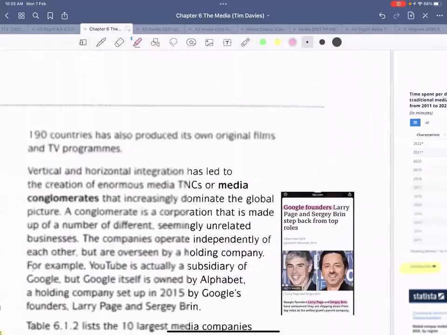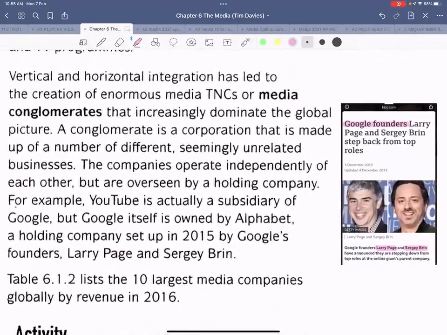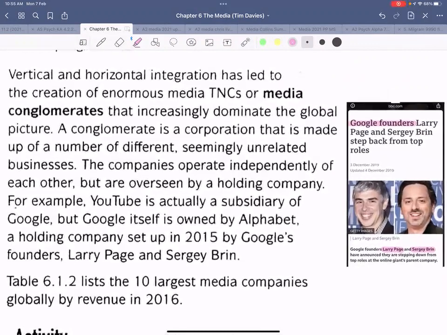So, moving on. Vertical and horizontal integration has led to the creation of enormous media transnational companies or media conglomerates that increasingly dominate the global picture. Talk about domination here. There are so many search engines, but eventually quite a majority ends up using Google. I'm sure there are so many people who wouldn't even think of any other search engine, or who wouldn't even know that different search engines exist, right? Everyone Googles.